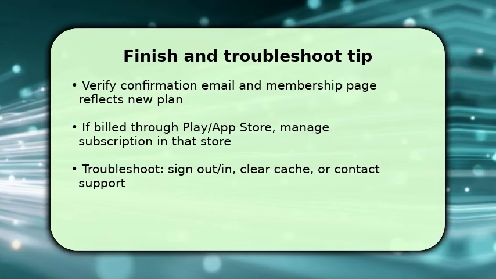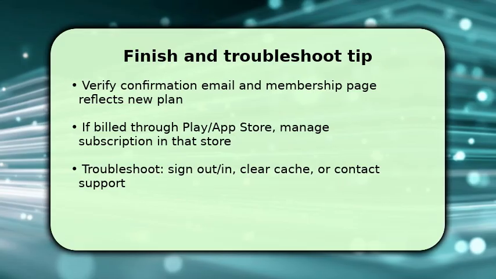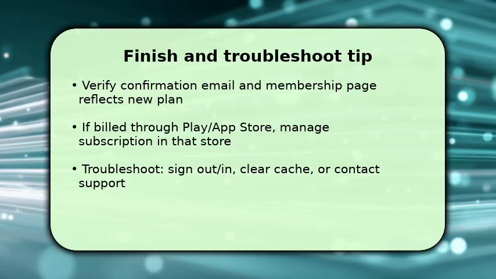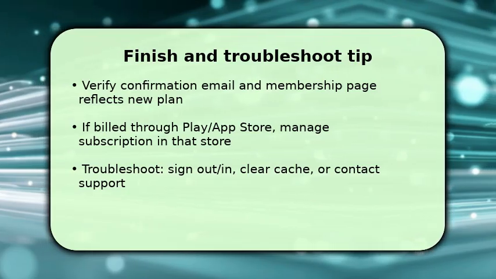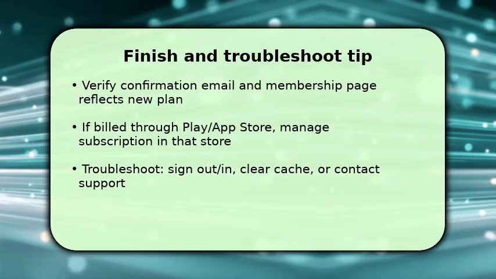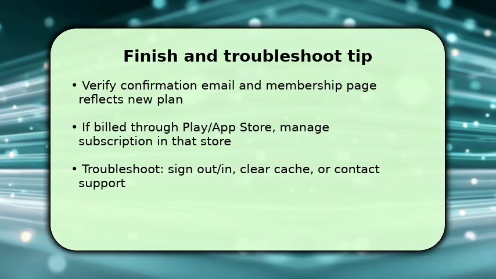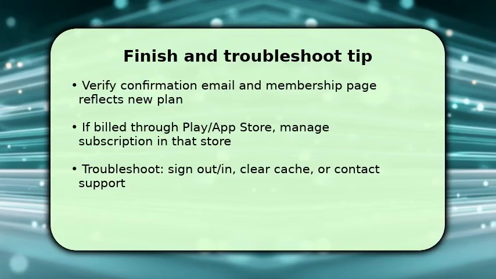If you originally subscribed through Google Play or the App Store, remember to manage the subscription there instead of YouTube. If something goes wrong, such as no plan update or duplicate billing, sign out and sign back in, clear app cache, or restart the device. If problems persist, contact YouTube support with account and transaction details for resolution.